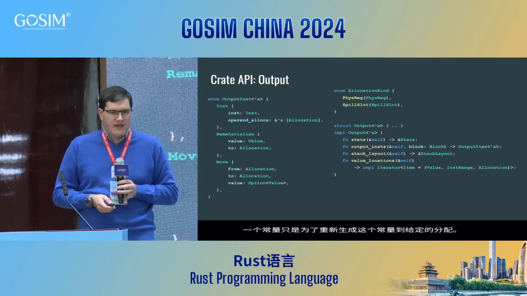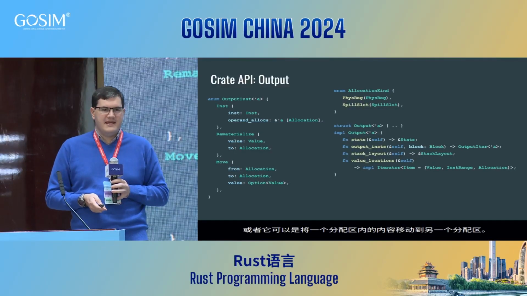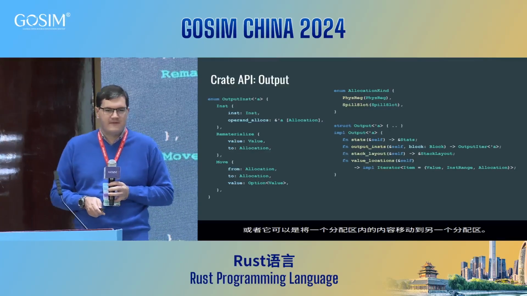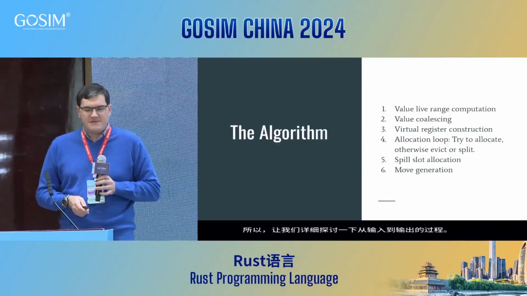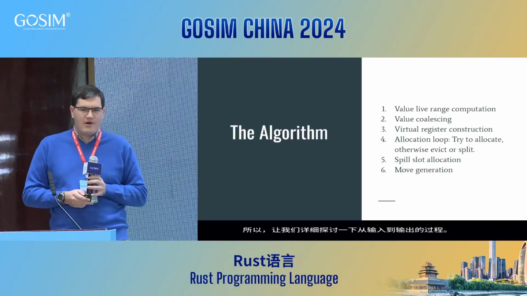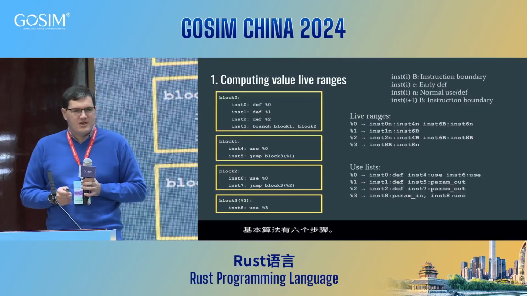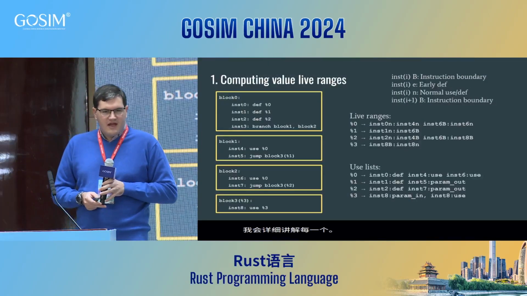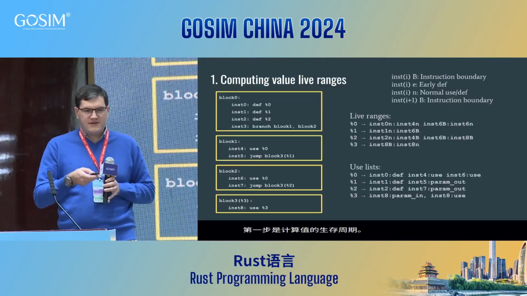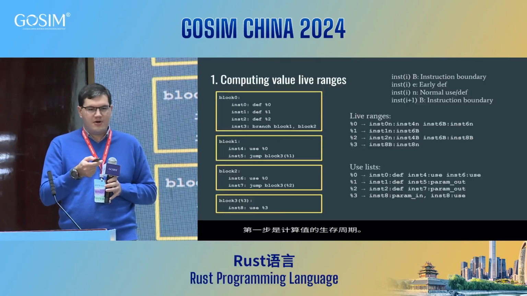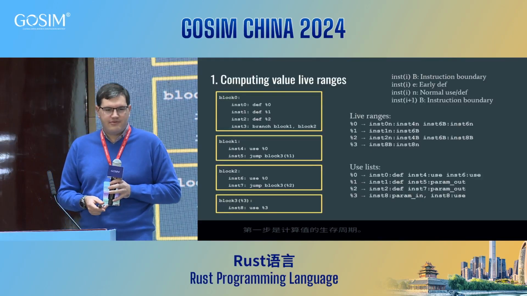So let's look in detail. How do we get from the input to the output? The basic algorithm has 6 steps, and I'm going to go through each of them in detail. The first step is computing value live ranges. On the left, you can see a simple program that defines a few values, branches to either block 1 or block 2, and then these two blocks join up at block 3.